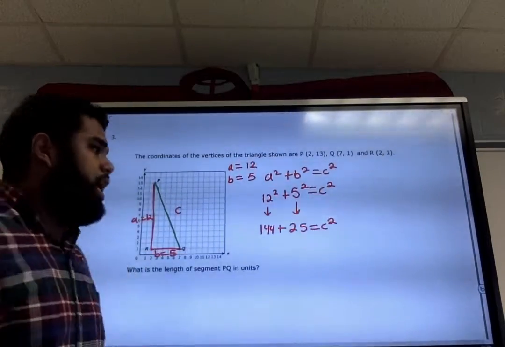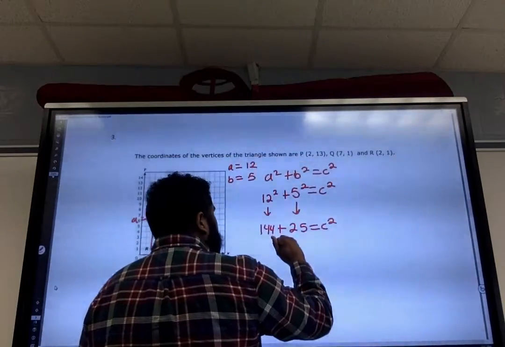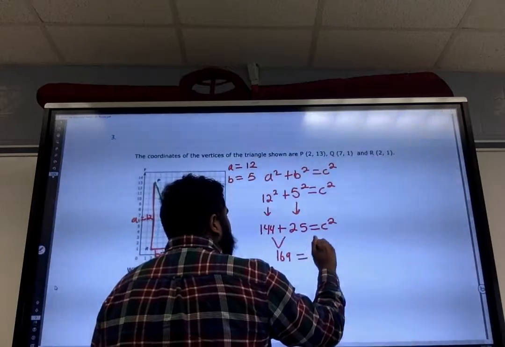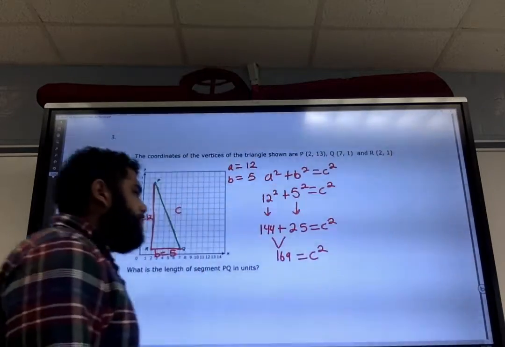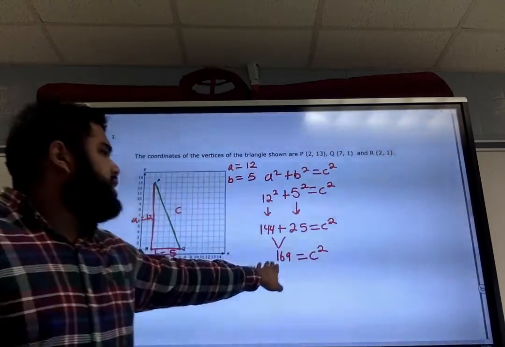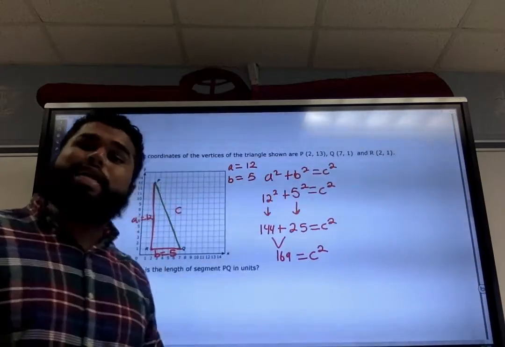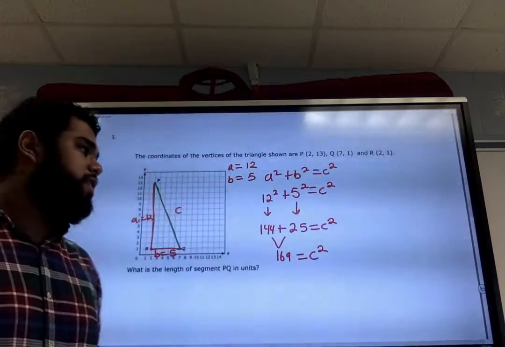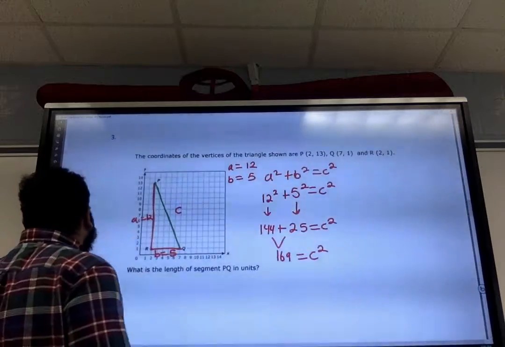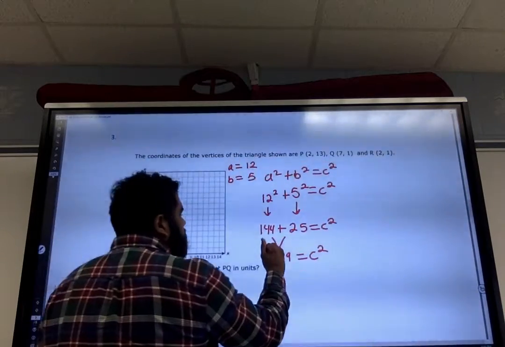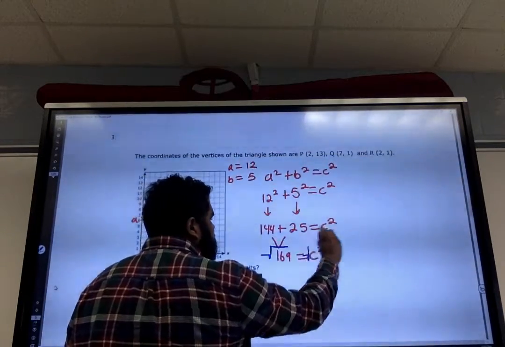144 plus 25 is 169. So now we got down to 169 equals C squared. Again, I want C to be by itself. And how do I do that? You take the square root of both sides of the equation.